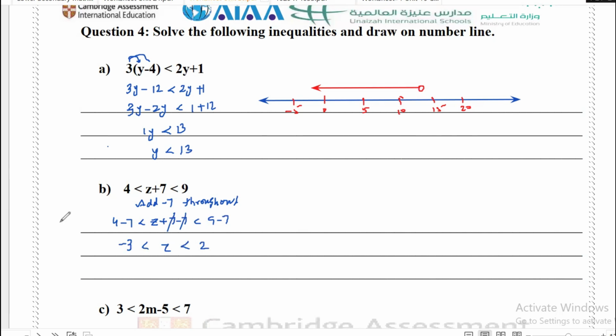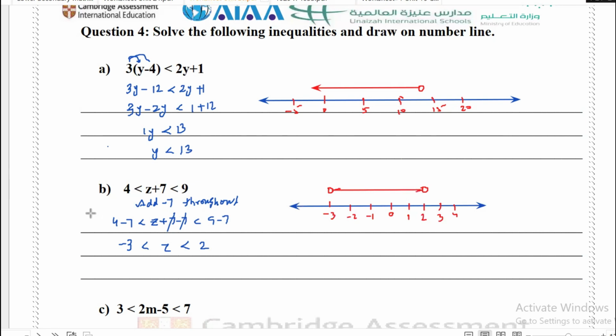Means if you draw a number line, we need negative numbers as well: negative 3, negative 2, negative 1, 0, 1, 2, 3, 4. So remember, z less than 2 means we draw one circle at 2, and z greater than minus 3, so from minus 3 to the right, and 2 to the left, you draw a line which connects these two circles. So this is your number line of part B.